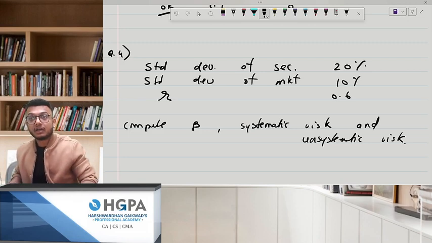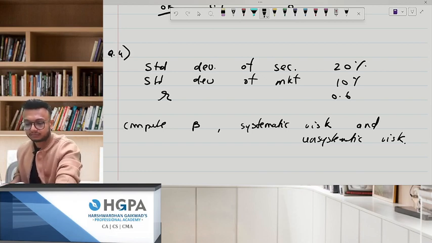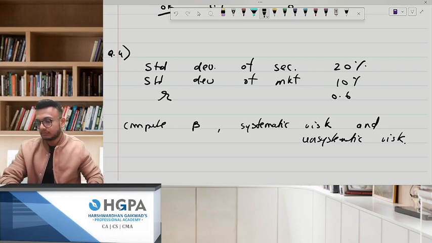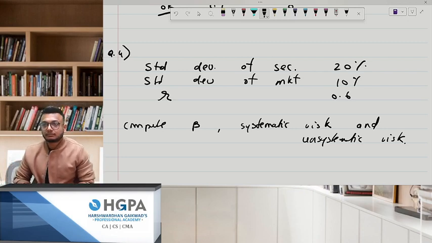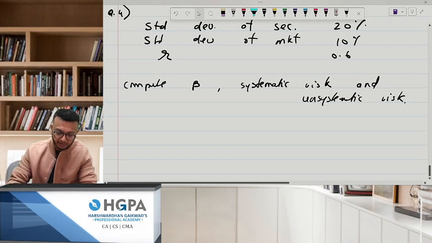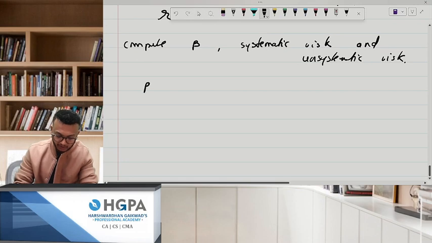Standard deviation of security upon standard deviation of market into R. Let me know how much it is coming. 1.2. 1.2. Very good. So beta is 1.2. Can you please proceed ahead with the next? Beta is 1.2 times.